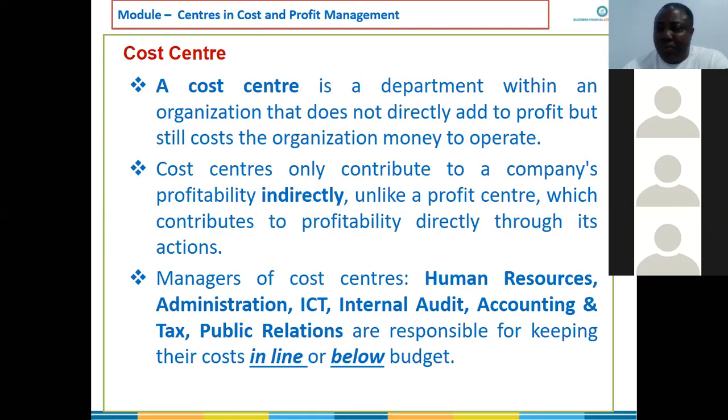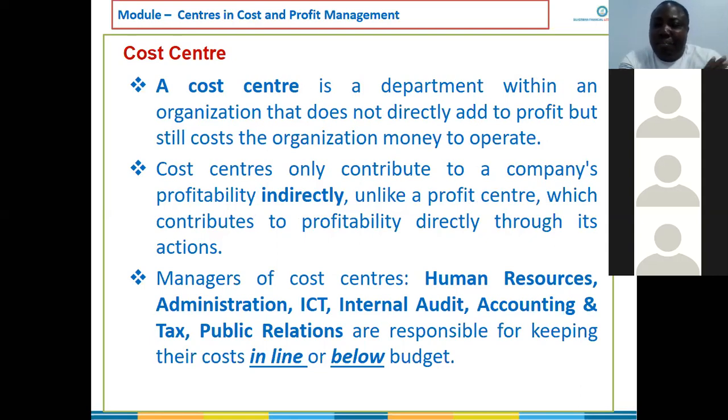So for example, if you are working in an organization and you have a human resource department, admin department, or ICT, or internal audit, accounting, they are all cost centers. They only consume cost. They don't generate profit. But the profit center will be the sales department, the one that goes to the field to bring the money, or the one who generates the sales.